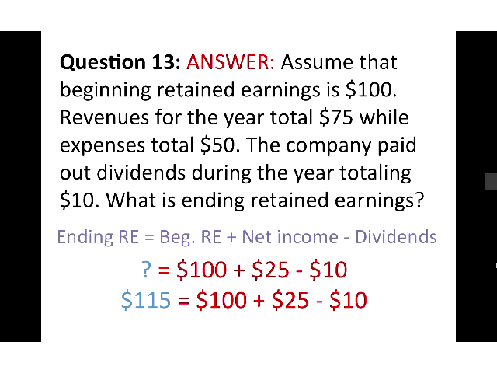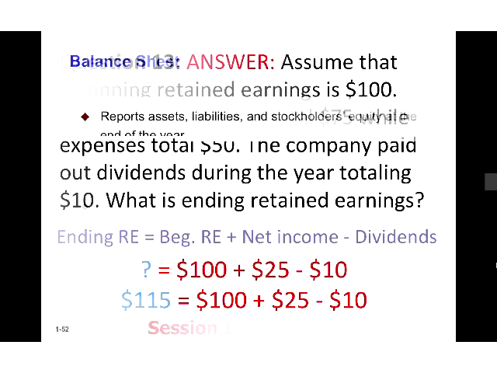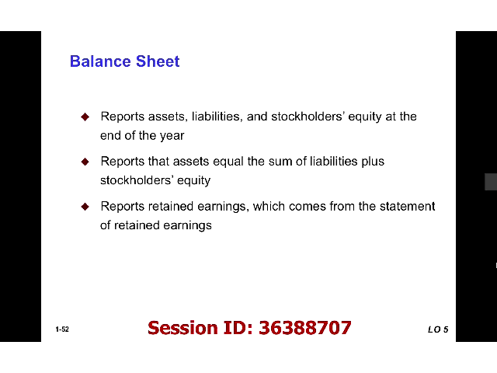Okay, now we're on to the third statement. The third statement is the balance sheet. The balance sheet basically reports the accounting equation. It's going to give us our assets, our liabilities, and equity at the end of the year. It's going to tell us that our assets equal our liabilities plus equity. Any balance sheet that's published that you look at, you will be able to take assets equal liabilities plus equity on it. It will work.